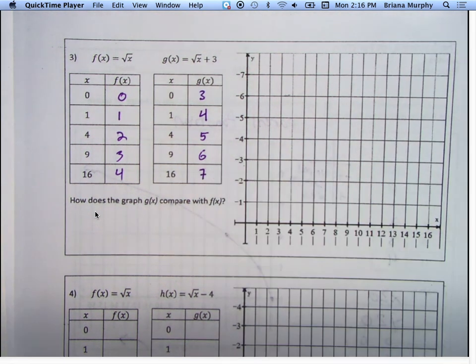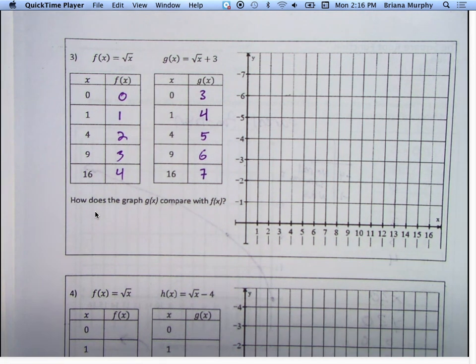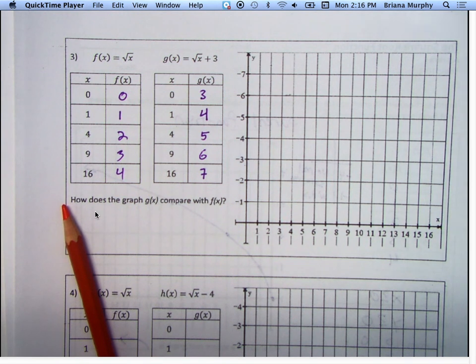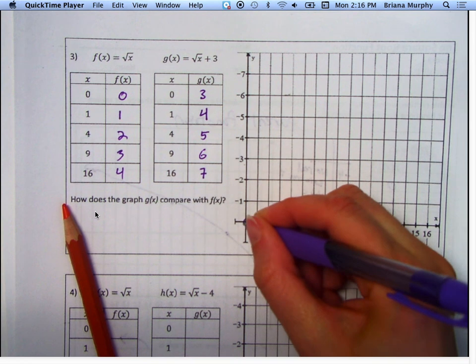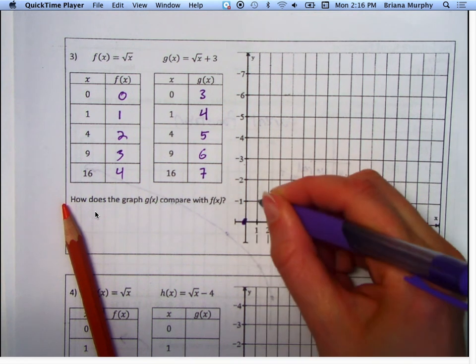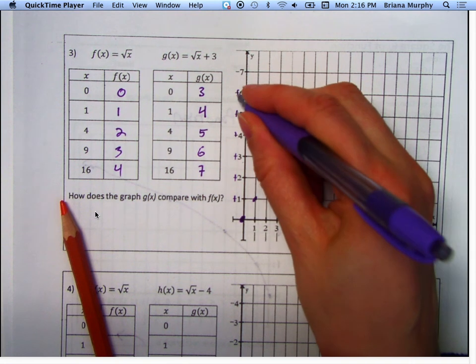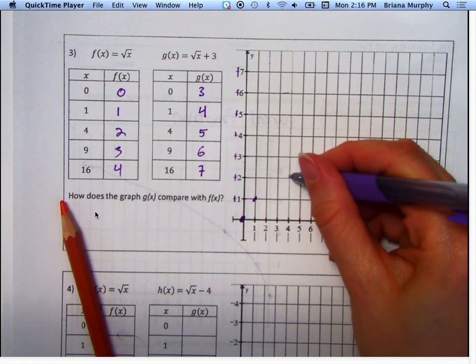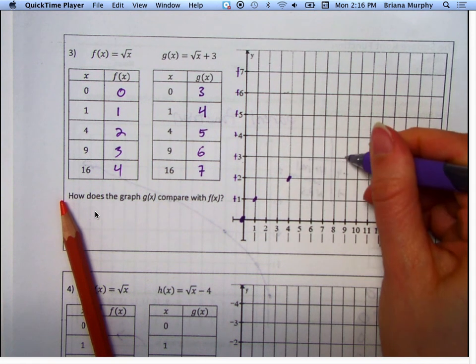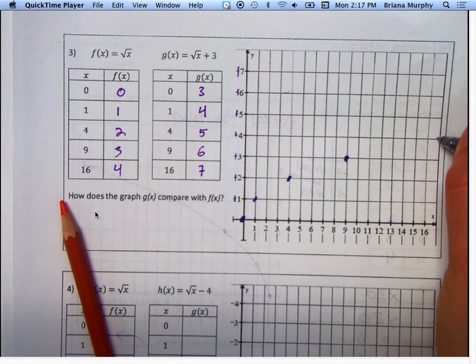I have 2 different colors, so if you're using a pen and the person next to you is using a pencil, that might be helpful. Just an idea. I'm going to plot this first one really carefully. 0, 0, 1, 1. These, again, are positives. We've got 4, 2. We've got 9, 3. We've got 16, 4.